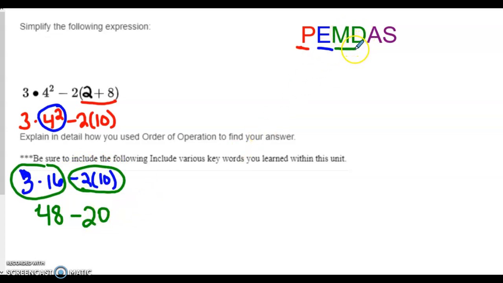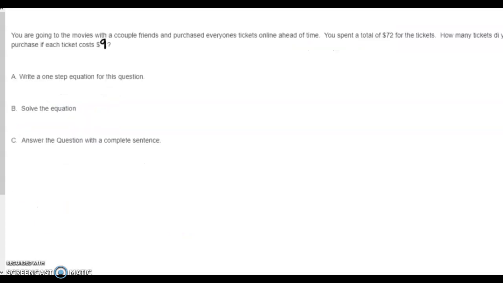There's no division here, so we're done with the multiply and divide step. So we're going to move on to add and subtract. And here we can subtract 48 minus 20, and we get 28 as our final answer. All right, let's move along.